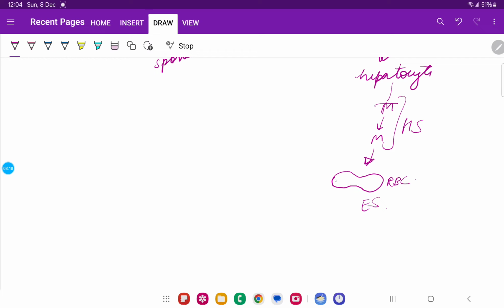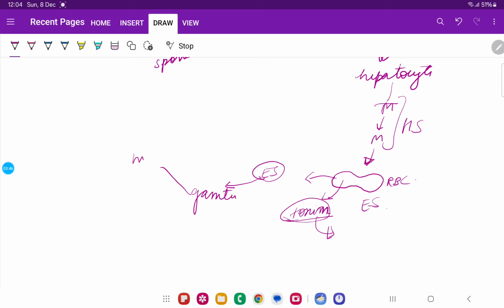But here one thing happens: there is rupture of RBC. So rupture of RBC occurs and two things come out. One is this erythrocytic schizont, and the other is the toxin. This toxin causes fever, and we'll see that in clinical features later on. This erythrocytic schizont again develops into gametocytes. There is micro and macro. Macro is the female gamete, this is the male gamete.